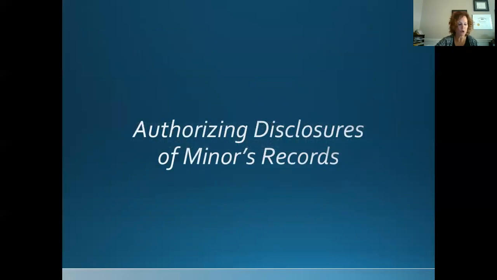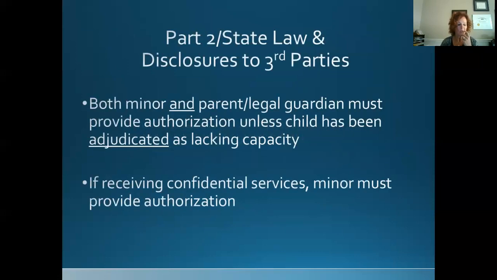Disclosures to third parties under 42 CFR Part 2 require both the minor's and the parent's authorization, again, unless the child has been adjudicated as lacking capacity. So not only does the parent have to sign off on the disclosure of information to a third party, but the minor has to do so as well. Unless the minor is receiving those confidential services, then only the minor provides the authorization.